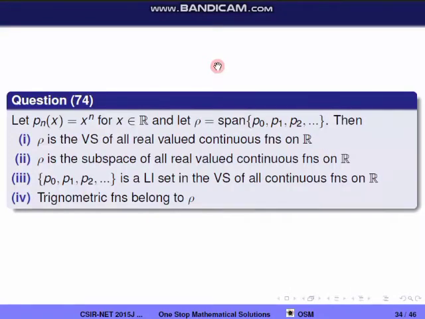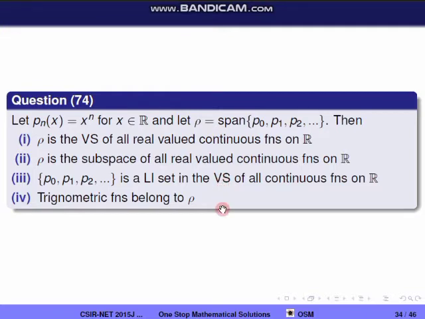Next question, question 74. Let Pn of x is equal to x to the n for x belongs to R, and let rho be equal to the span of P0, P1, P2, etc. So we have defined Pn of x as x to the n, and rho is the span of the Pi's. Then we have to check which of the following options are correct.